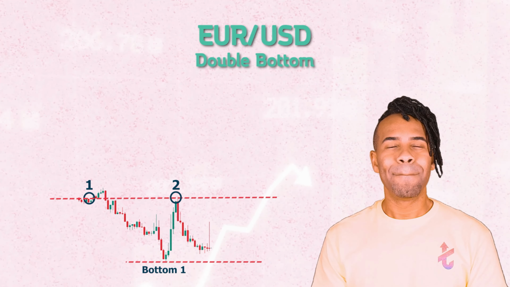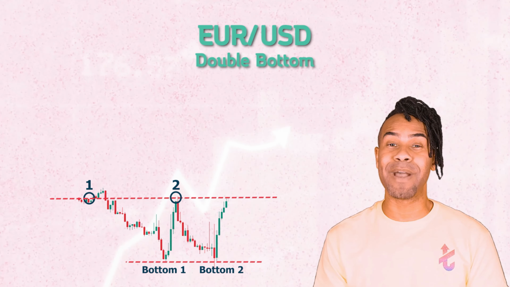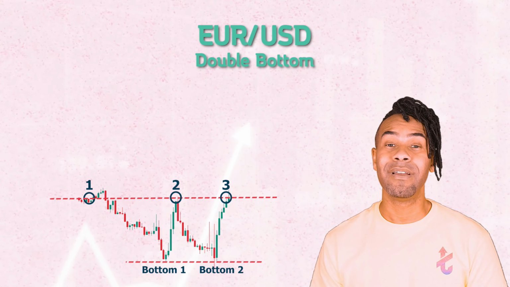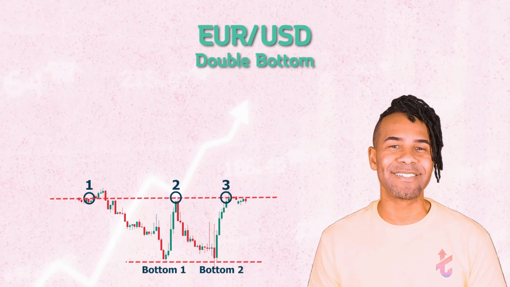Resistance is broken, but we don't enter yet. It could be a bull trap. Price action may in fact respect resistance, like it did before, and fall once more. To minimize our risk, we wait for the retest.